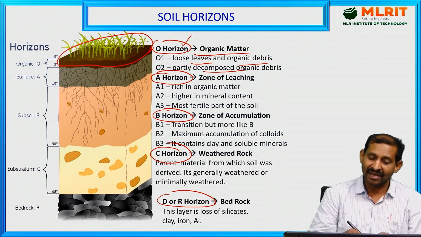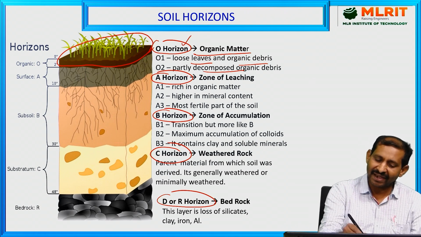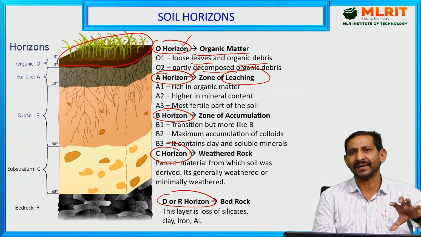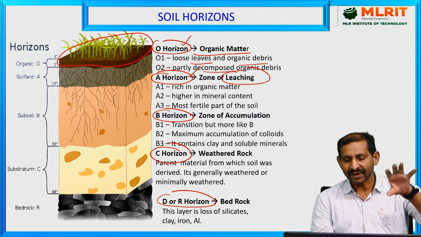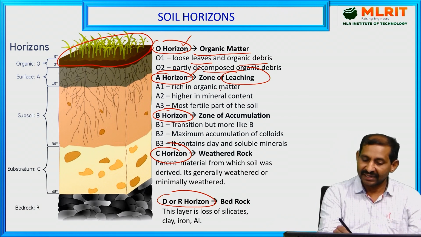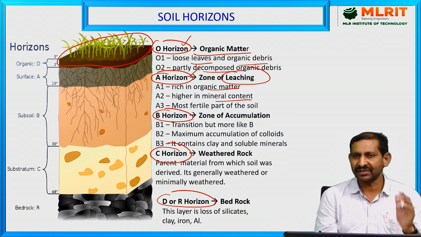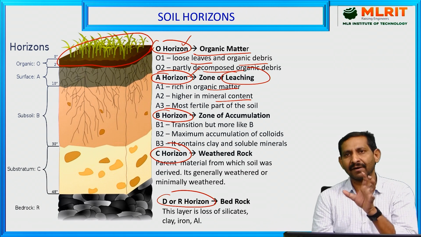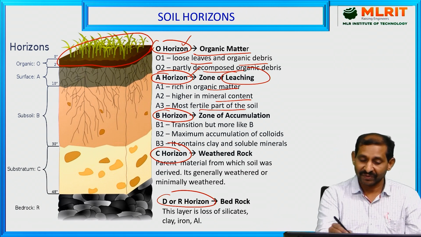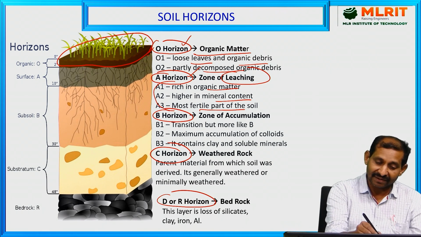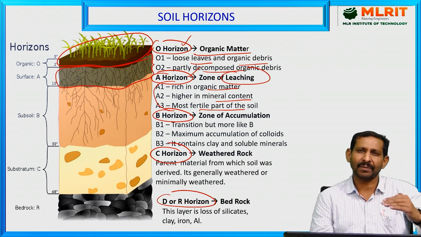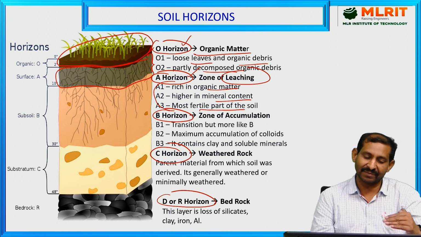Now coming to the second, the A horizon. This is the zone of leaching, a rich source of organic matter. The debris is completely decomposed into organic matter. Once decomposed, the mineral content is high, and it is the more fertile part of the soil. This horizon is gray in color. Under the top layer, the O horizon, the next layer is the B horizon.